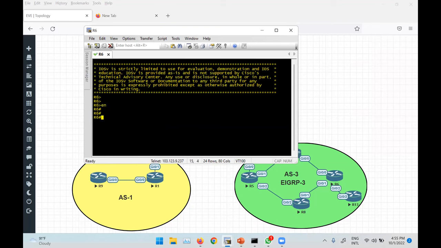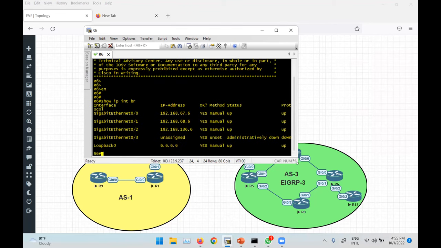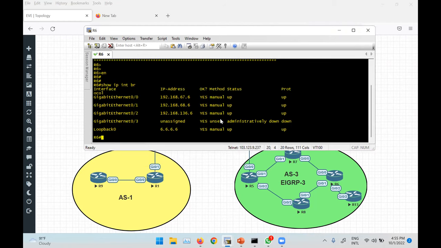First thing first, we have to check the interface IP, show ip interface brief. Check whether your interface IP is configured properly or not. You check one by one: gig 0/0 is connected to R7, that is 67.6, it's okay. Gig 0/1 is connected to R8, and that is 68.6, it's okay. And 0/2 is connected to R13, and 136.6 is configured here. So we have to check whether the subnet is configured the same or not.